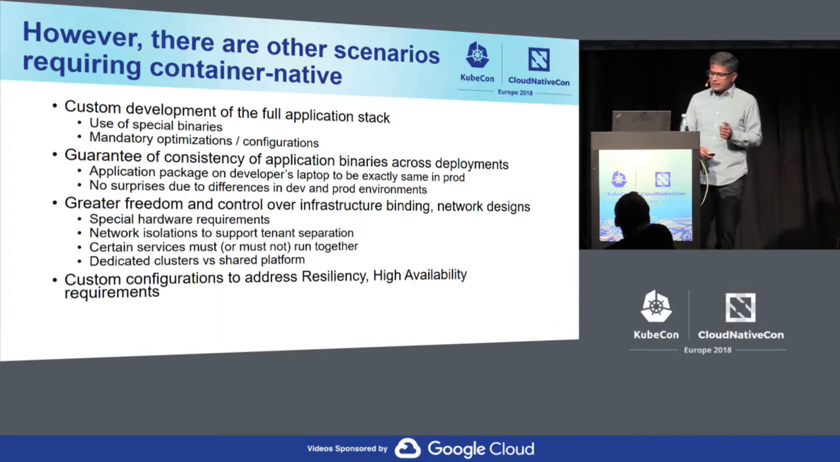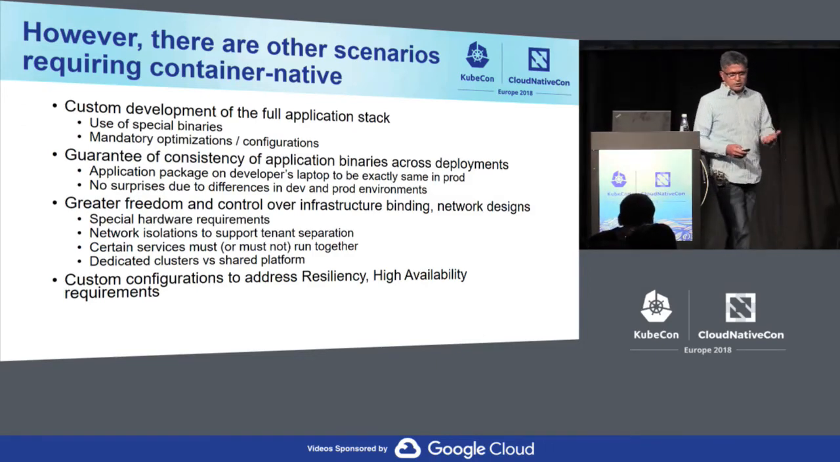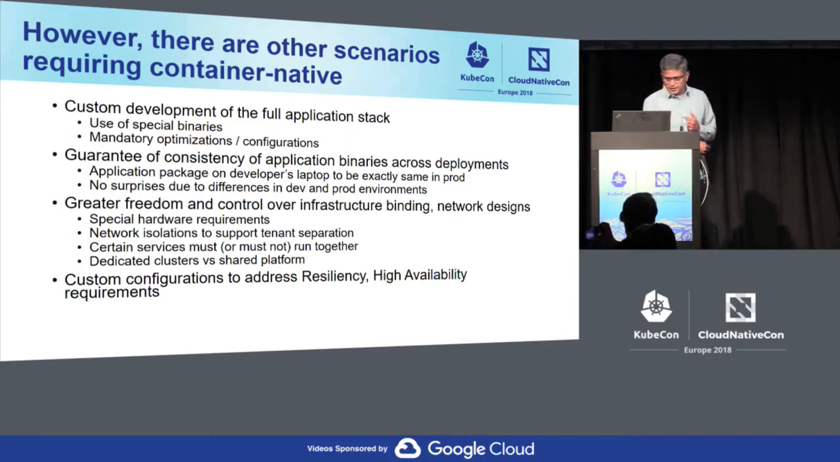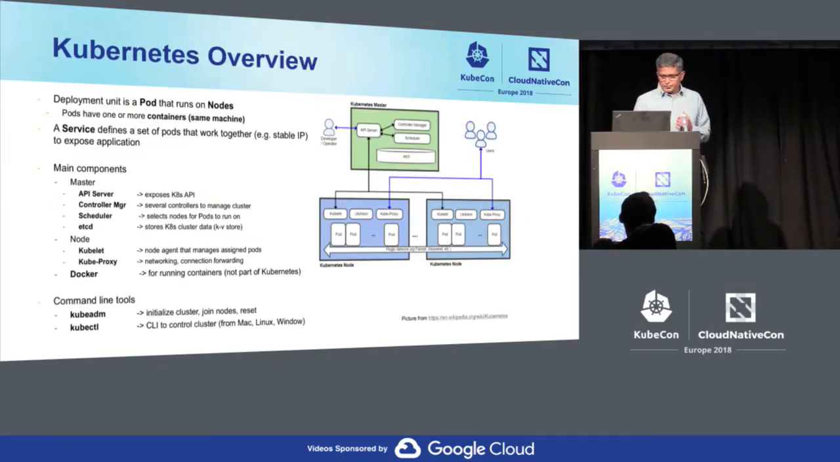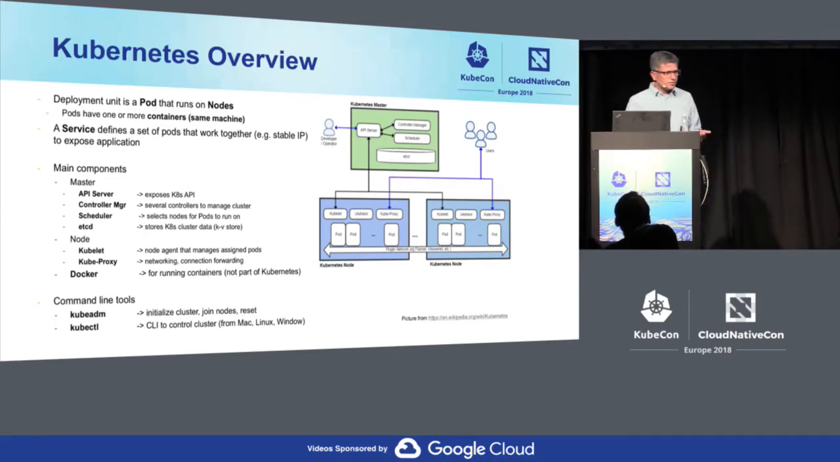Also, to support resiliency and high availability, in many cases, you cannot just depend upon the platform. Based on the specific application requirements, you need to get down into the details of how you want to actually materialize high availability. So for many of the scenarios I just talked about, containerization obviously is the main solution. And for orchestration, Kubernetes is the platform that we are going with.